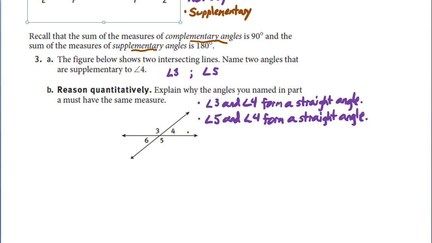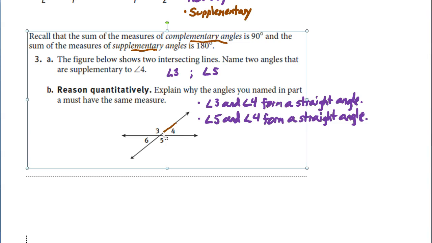So next question, question 3. The figure below shows 2 intersecting lines. Name 2 angles that are supplementary to angle 4. To be supplementary, the measures add to 180. So here is angle 4. Are there any angles that you could add to this and make 180 degrees, also called a straight angle? And there are. It could be angle 3 or angle 5.